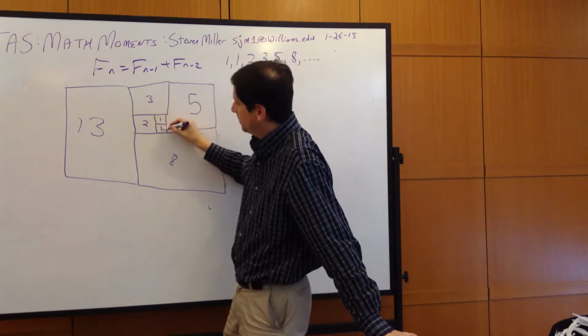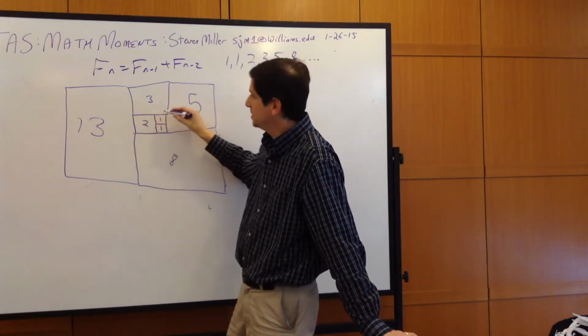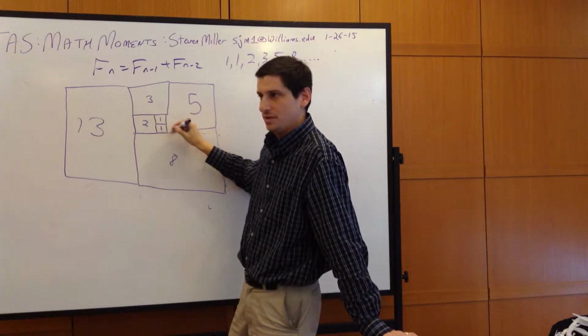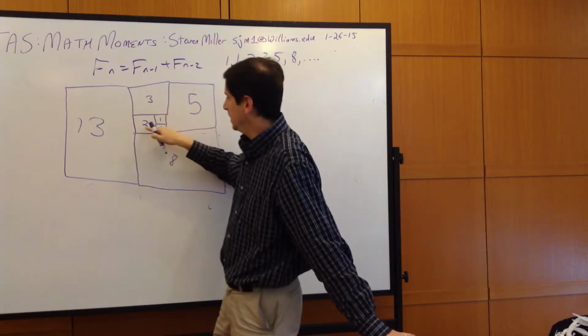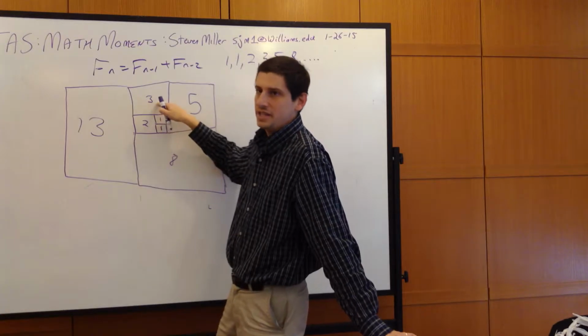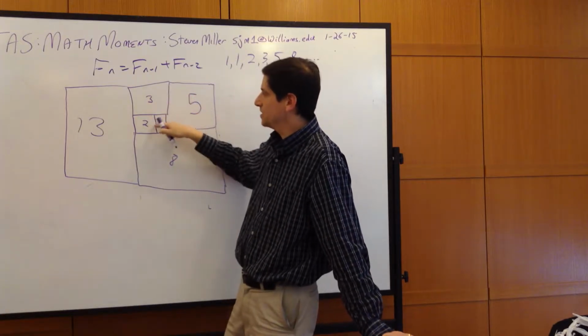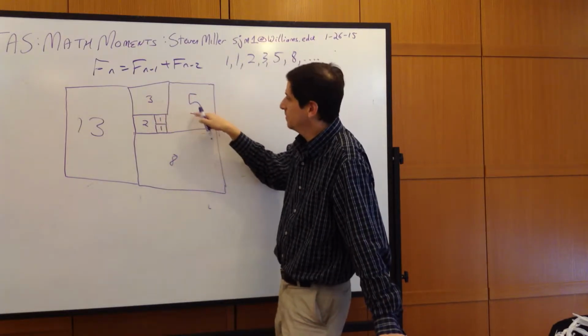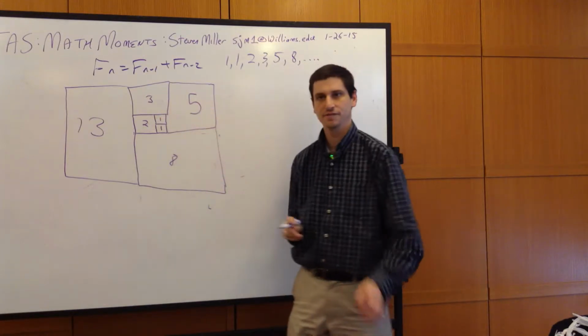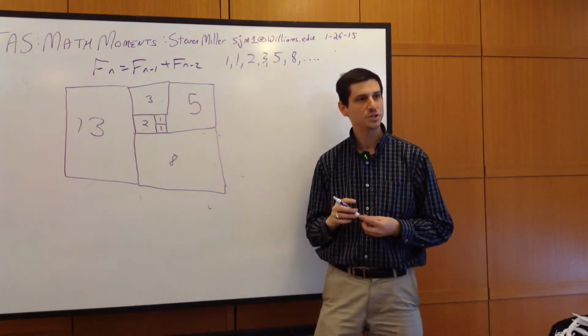Here's F1. Here's F2. The length of this is F1 plus F2. And now the length of this is F2 plus F1. That's F3. The length of this is F3 plus F2. That's F4. The length of this is F3 plus F4. That's F5. So you can see the Fibonacci pattern.